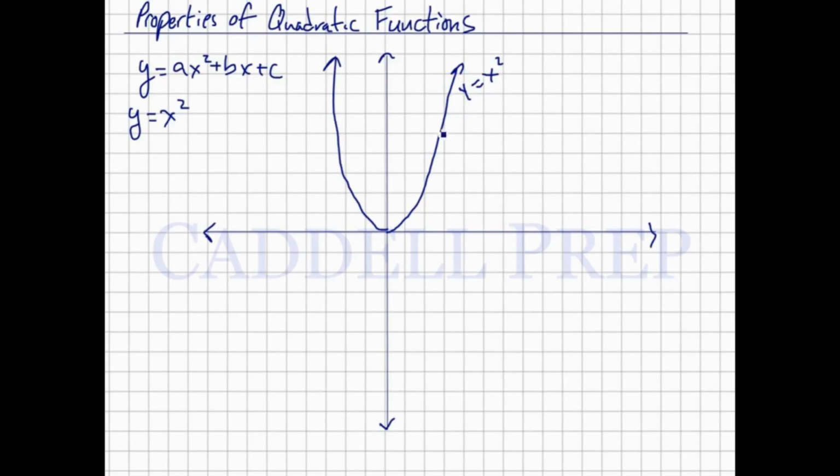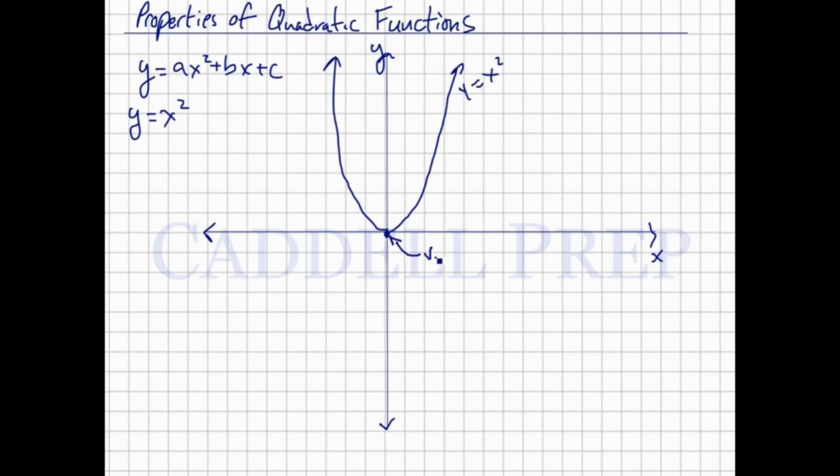So it's symmetrical about a certain line. This one's symmetrical about the y-axis. Okay, but not all of them are. They could be anywhere on the graph. They could even be upside down. Okay, but if you look, it goes down, in this case, stops at a point, and turns back up.